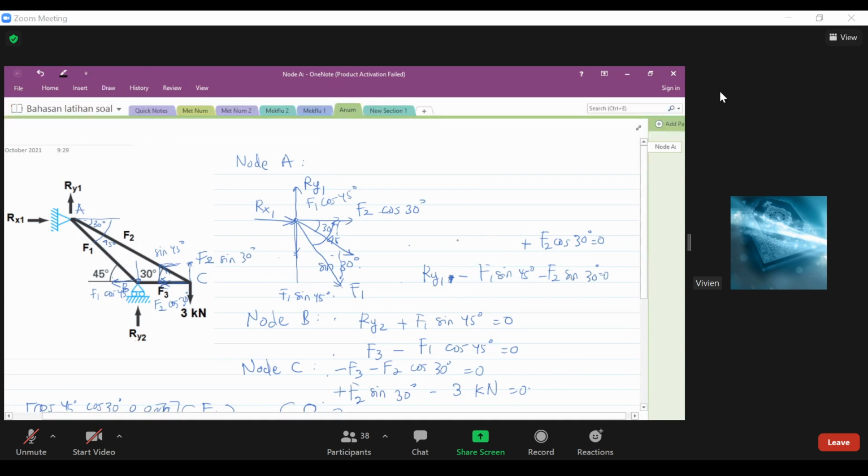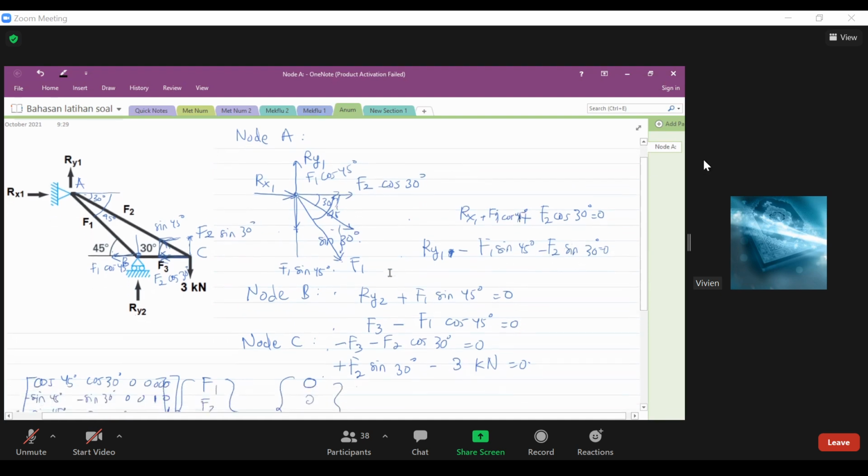Okay, so what we have here is Rx1 plus F1 sinus. So this is 45. So in horizontal, that will be F1 cosinus 45 plus F2 cosinus 30. And in the Y direction, we have Ry1 minus F1 sinus 45 minus F2 sinus 30.